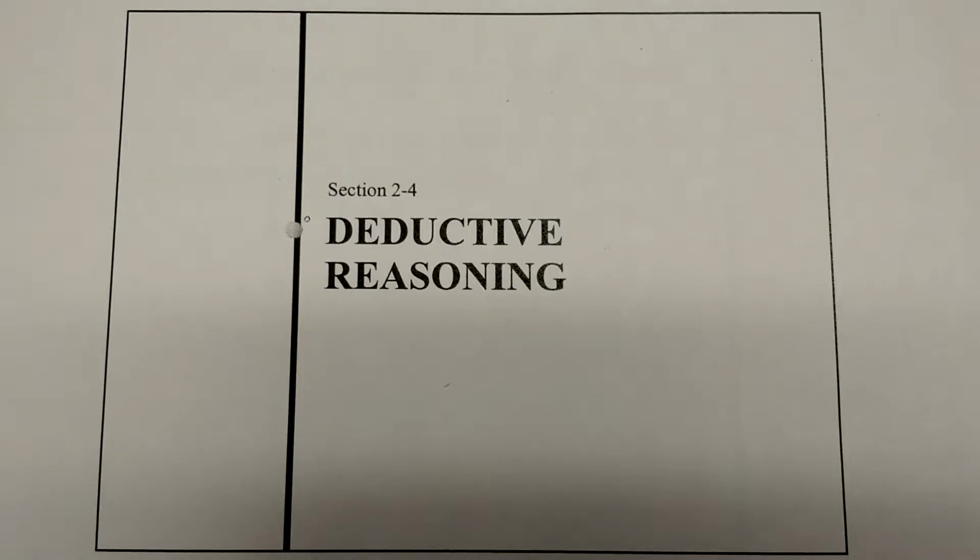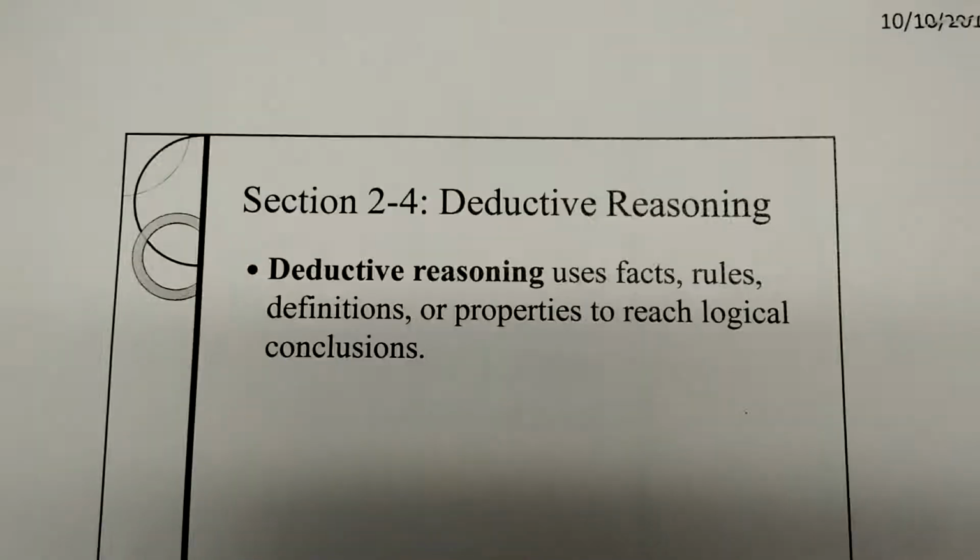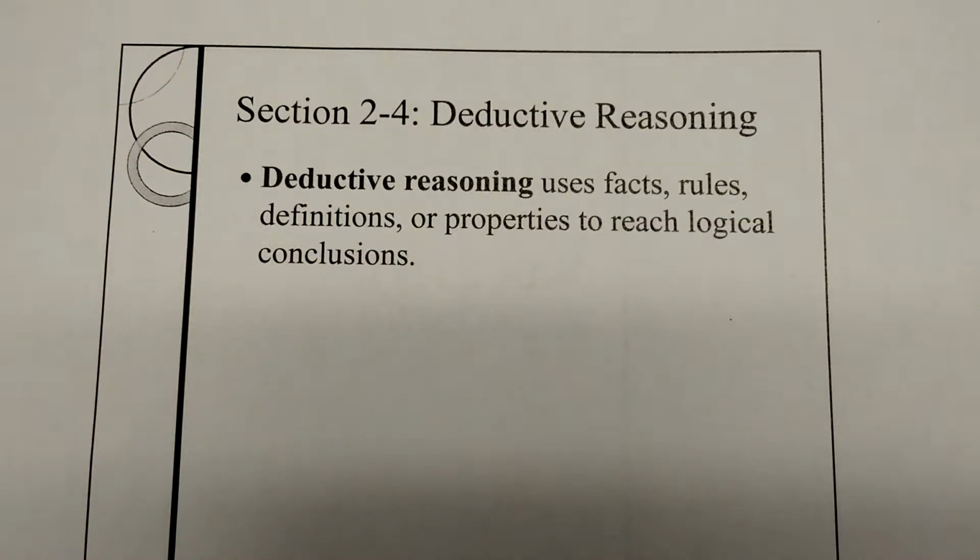Question 2.4, deductive reasoning. So here's our main ideas. Vocab. So deductive reasoning uses facts, rules, definitions, or properties to reach a logical conclusion.